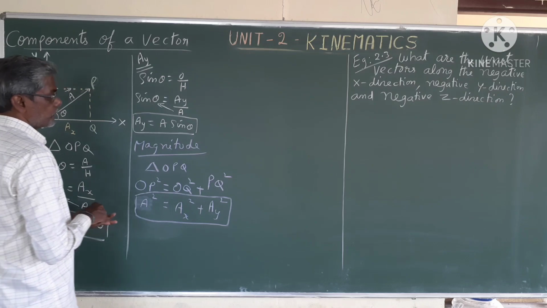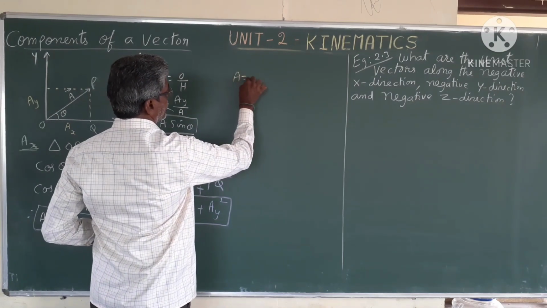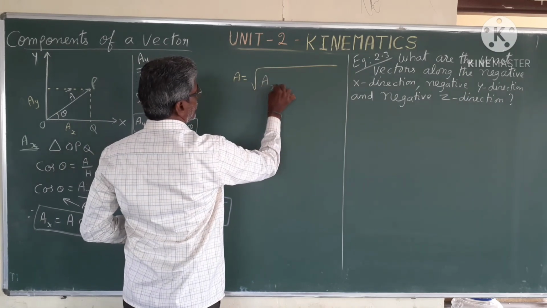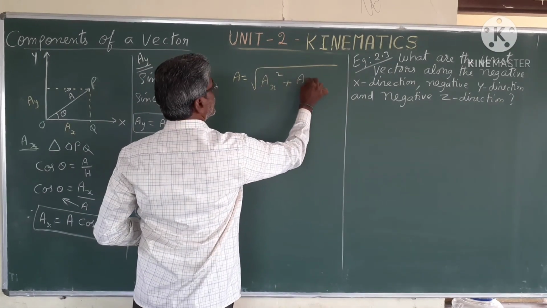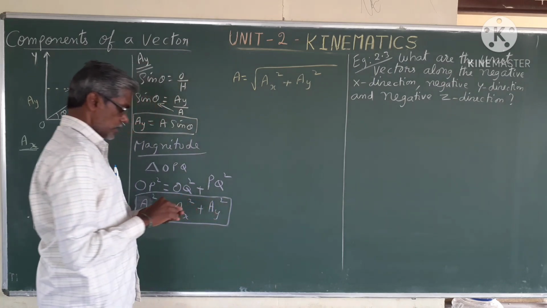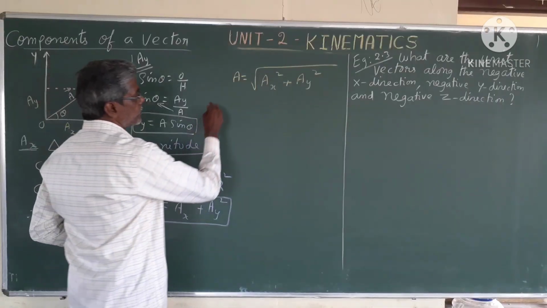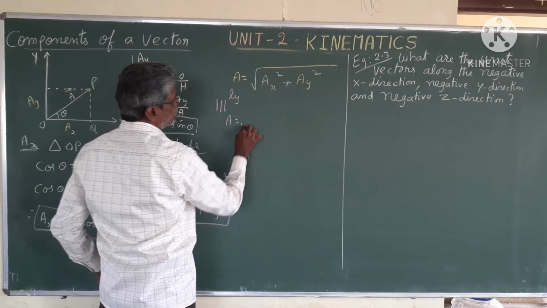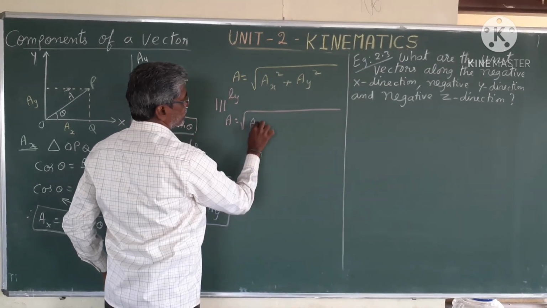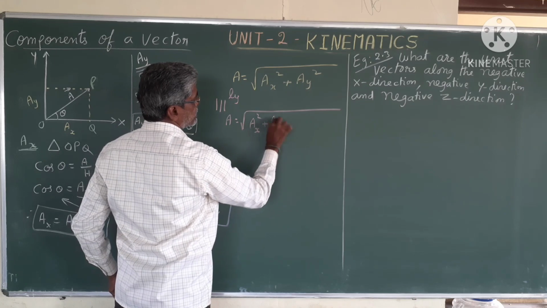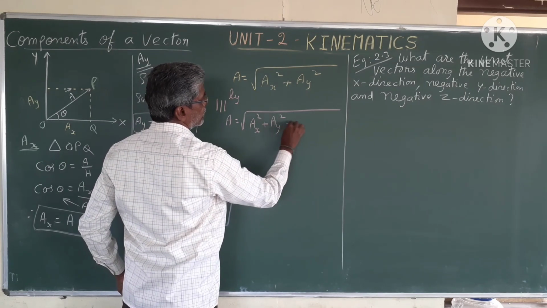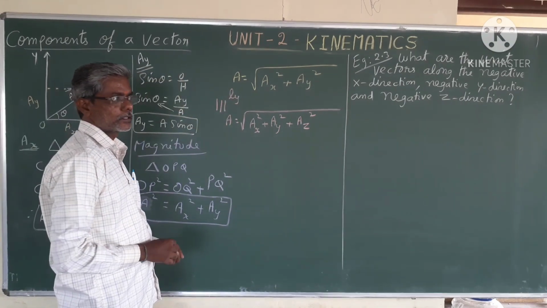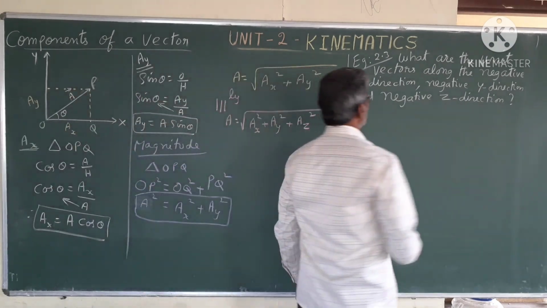So therefore, if I want to find out A, A is equal to square root of Ax square plus Ay square. Similarly, if it is 3D dimension, I can write A is equal to square root of Ax square plus Ay square plus Az square. Understood? Now we will go to a problem.